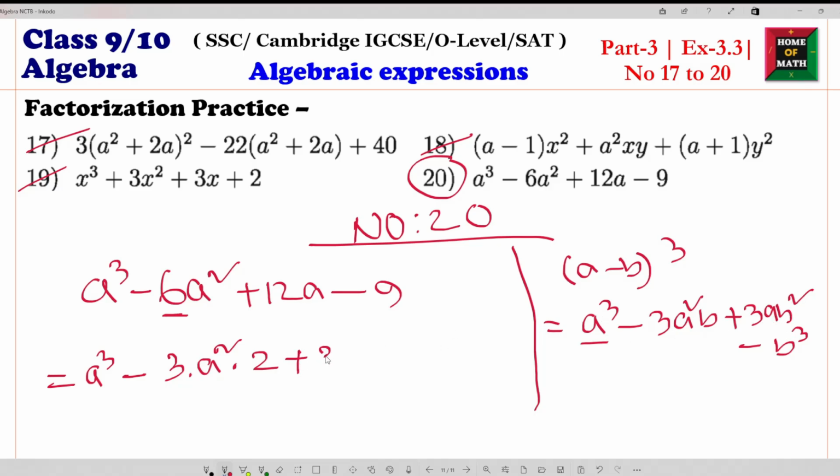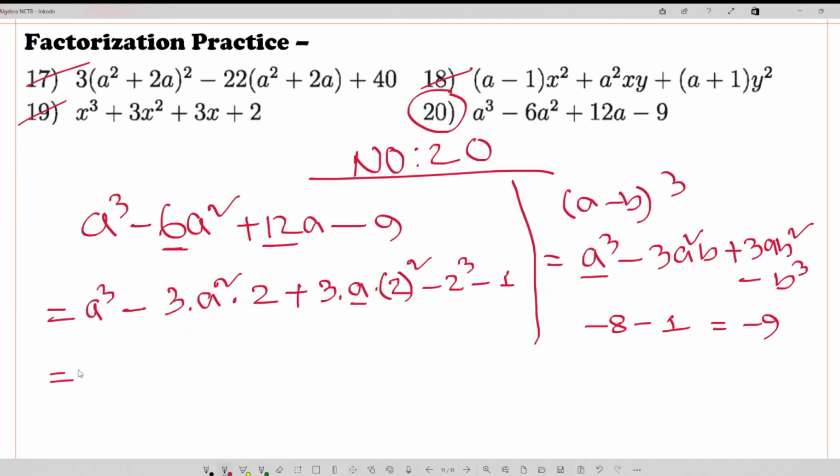3ab square. 3a means a, b means 2 square. Look, 2 square means 4, 4 times 3 is 12, and here is minus b cube means 2 cube. 2 cube means 8, here is minus 9, so we can write another minus 1. So minus 8 and minus 1, minus 8 minus 1 becomes minus 9, right? Next, this one we can write a minus 2 whole cube, right?